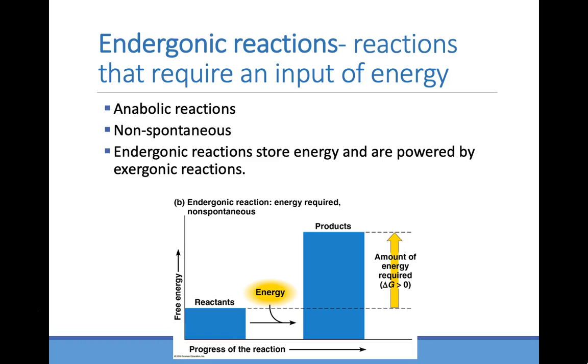Because energy is required, and that energy is used to build molecules, endergonic reactions store energy. And as I said a minute ago, that energy comes from the exergonic reactions. Our energy graph here on the bottom shows that reactants are lower in energy than our products. In order for the products to be higher in energy, energy is required, it is put in. And so in this case, we say that our measure of free energy, our delta G, is positive because energy is put in.